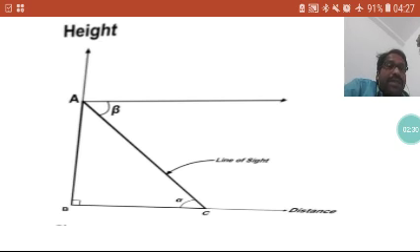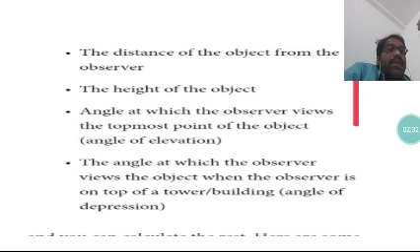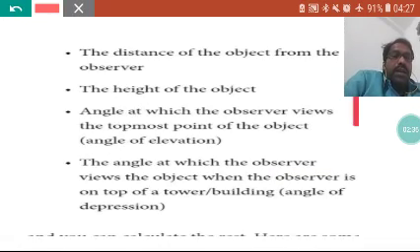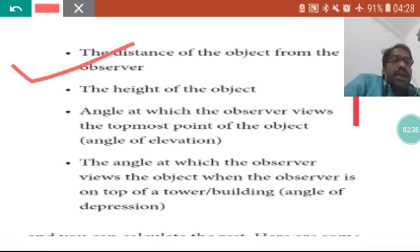And what is given in this chapter mainly? In this chapter, they will give you the distance of the object from the observer. Observer means we are the observers here. We will see where the object is situated. They can also give the height of the object.